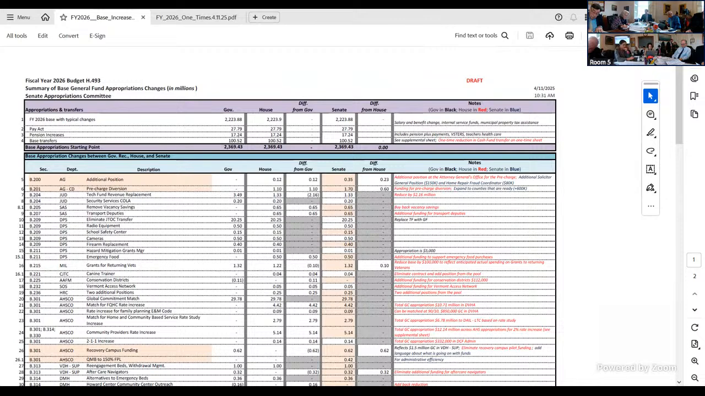I am sorry, I was confused about what was happening with conservation districts because it didn't have anything in our column. So it's a little funky because it's restoring the base. The governor cut 112, so if you look at the governor's column, it's a negative 112. So this is: don't cut 112, leave it as it is in the base budget.